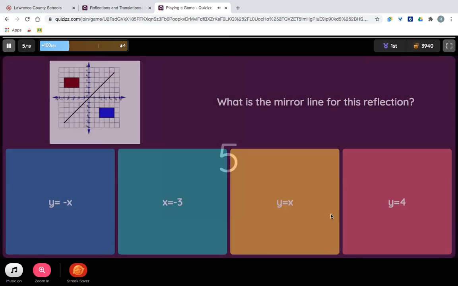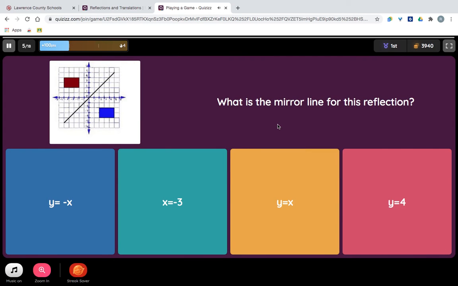So let's go through just a couple more. What is the mirror line for this reflection? It even shows you the line right here. You're going to reflect over that line, and it wants to know what that line is. Now, your options are y equals -x, x equals -3, y equals x, and y equals 4. So let's talk about all these.